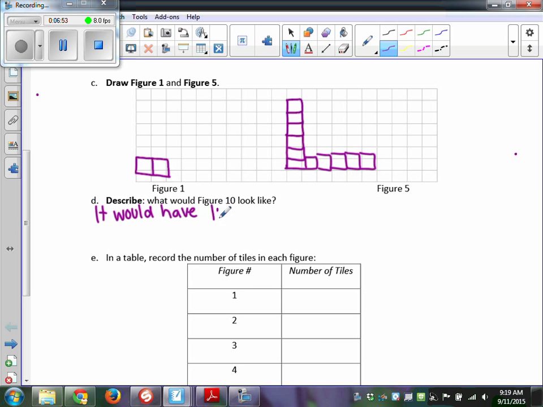So I'm just going to say that figure 10 would have 10 vertical blocks, that's up and down, plus 10 horizontal blocks. So 10 vertical blocks plus 10 horizontal blocks.